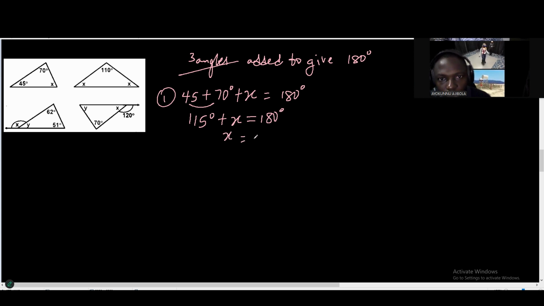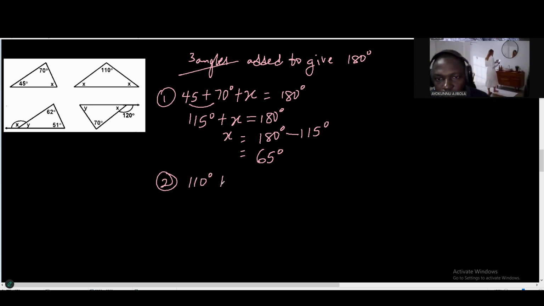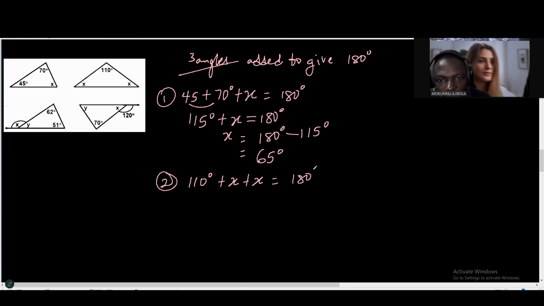Then x will be 180 minus 115, that is what? 65. So the second one, we have 110 degrees plus x plus another x to be 180 degrees.